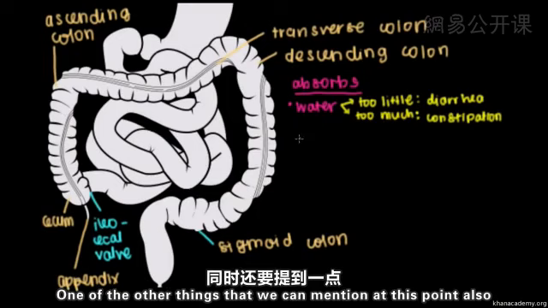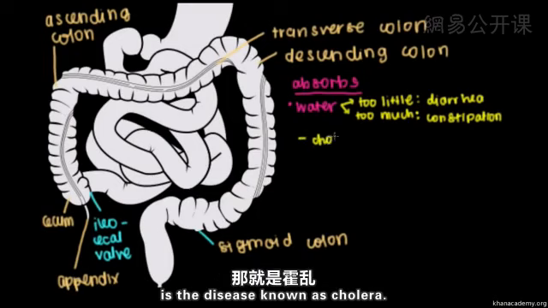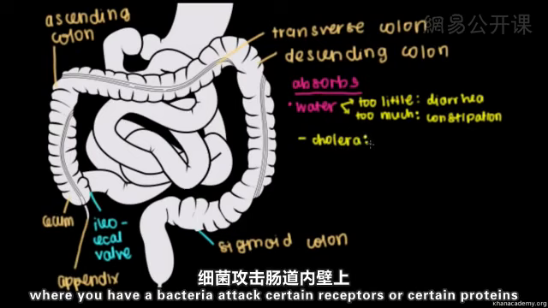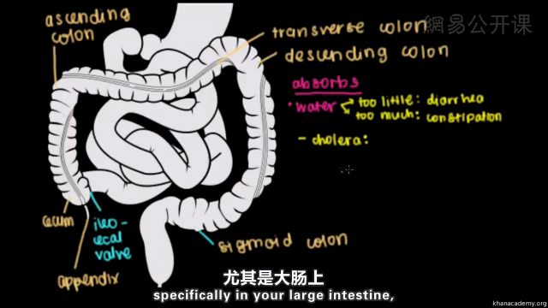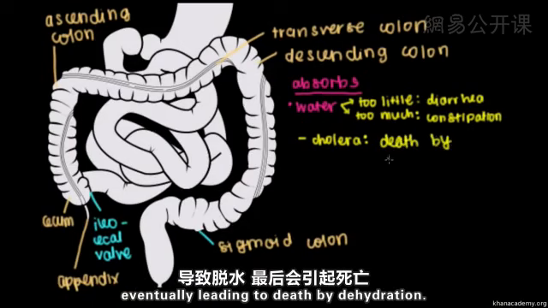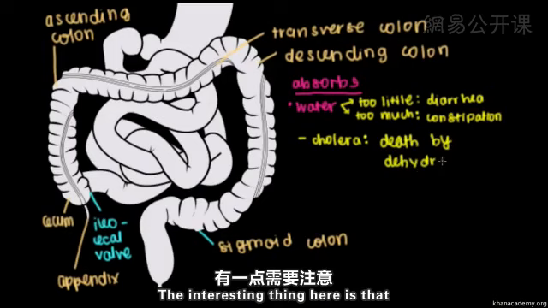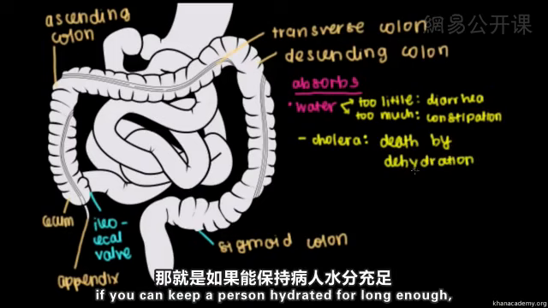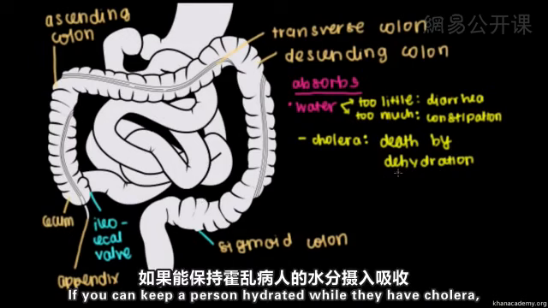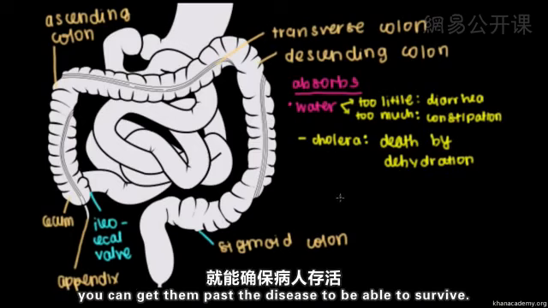One of the other things that we can sort of mention at this point also is the disease known as cholera. I'm sure you've heard of this before. It's this terrible disease where you have a bacteria attack certain receptors or certain proteins that are on your intestinal lining, specifically in your large intestine. And what that means is you're going to start losing a tremendous amount of fluid, eventually leading to death by dehydration. And the interesting thing here is that if you can keep a person hydrated for long enough, your GI will actually pass the bacterium out. So if you can keep a person hydrated while they have cholera, you can get them past the disease to be able to survive.